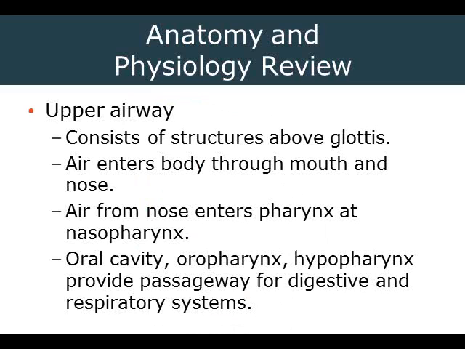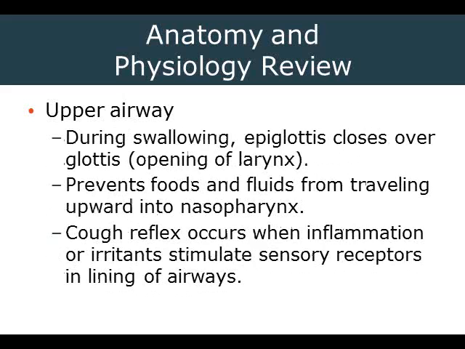So our upper airway consists of all the structures above the glottis, or the glottic opening, the space between the vocal cords. Air enters the body through the nose and mouth. Air from the nose enters the pharynx at the nasopharynx, from the mouth at the oropharynx. They go into the hypopharynx and then down to the laryngopharynx. And that provides, like I said, a dual passage for the digestive and respiratory systems.